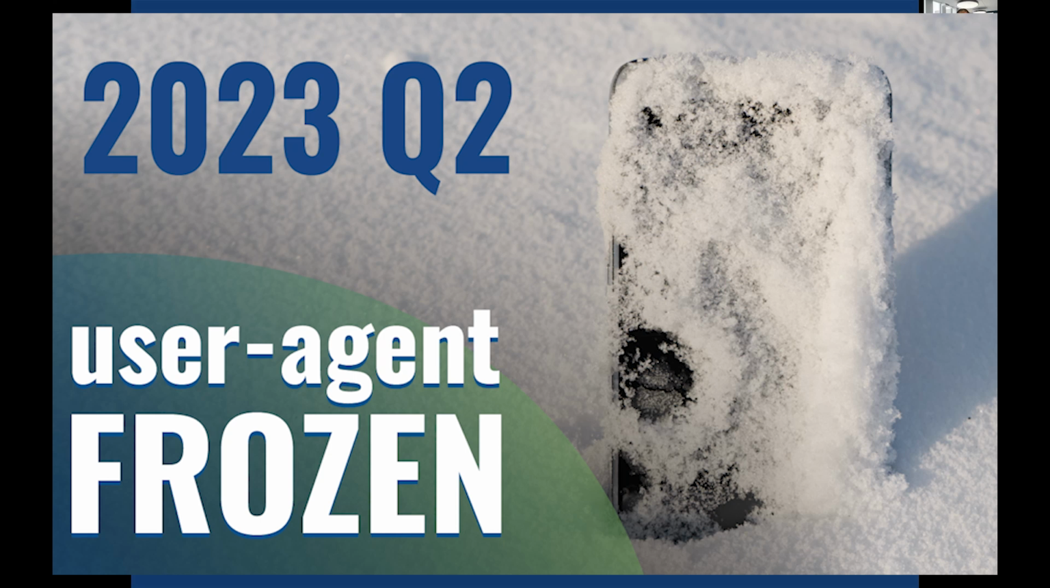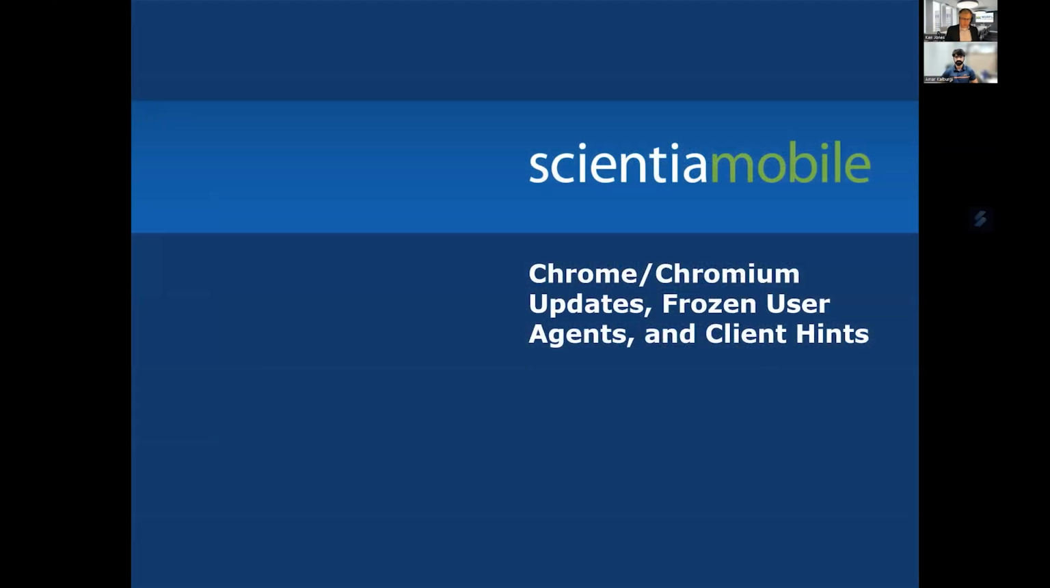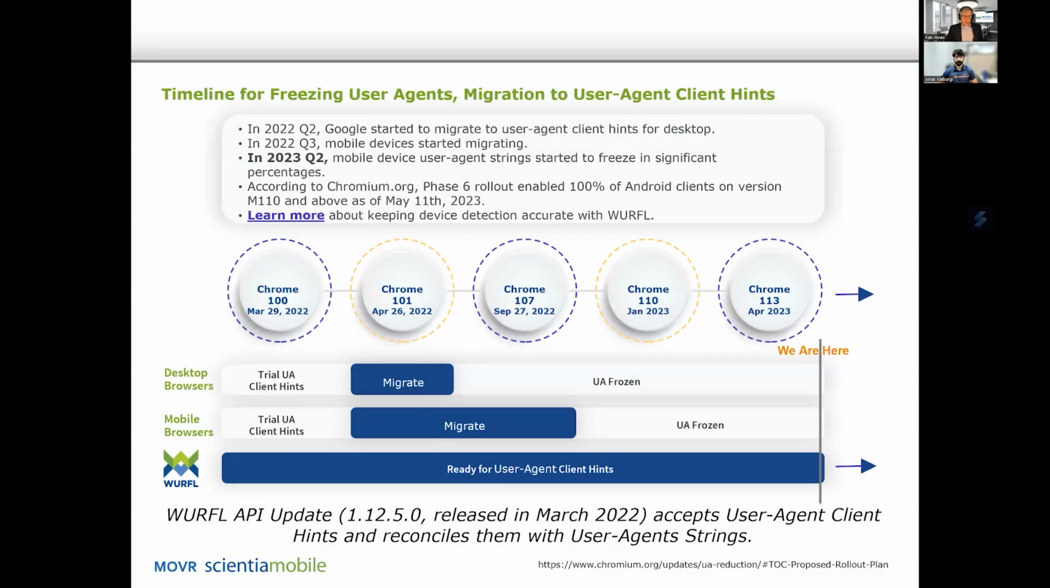Now let's move over into Chrome and Chromium updates for the frozen user agents. There's a long explanation here that involves a little education about what Google is doing to Chrome and Chromium in terms of replacing the user agent string, which is the primary header element that device detection uses to identify the device. Google has decided that they want to move away from that.